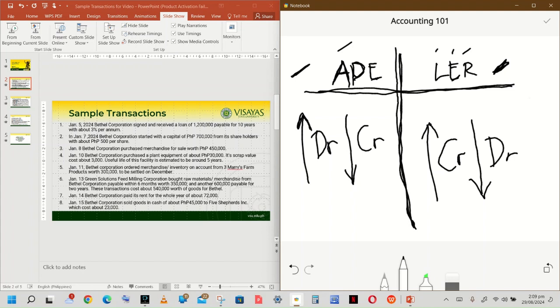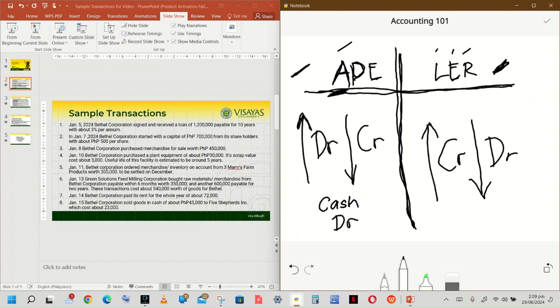On business transaction number one, what are the accounts that will be affected? First, of course, if Bethel will receive a loan, Bethel's cash will be increased. Cash is under what side? This is an asset. So cash will be increased, hence this must be written as debit.